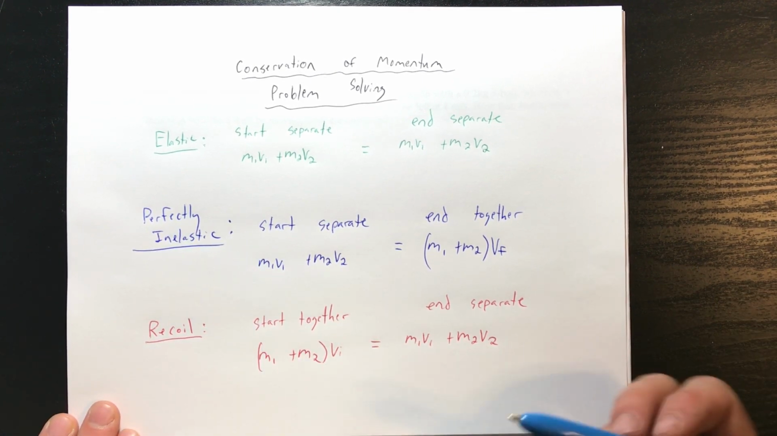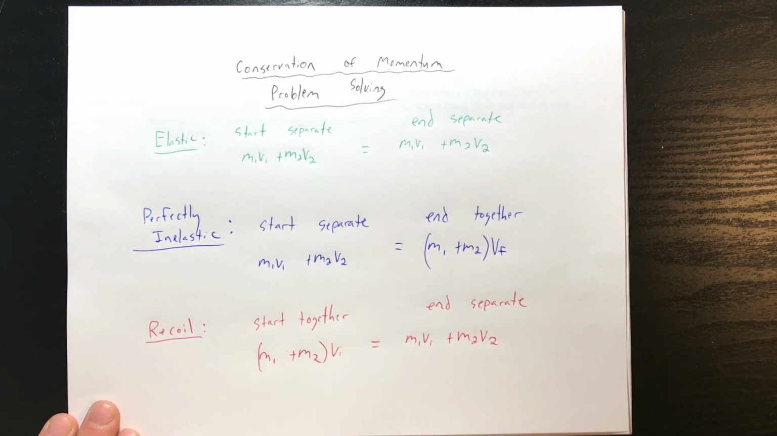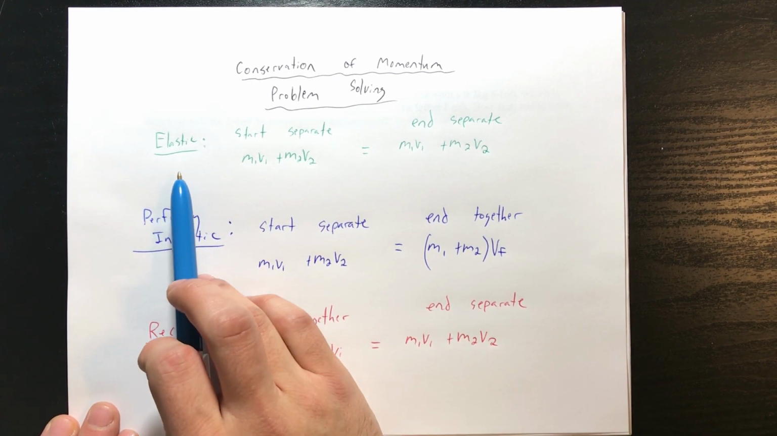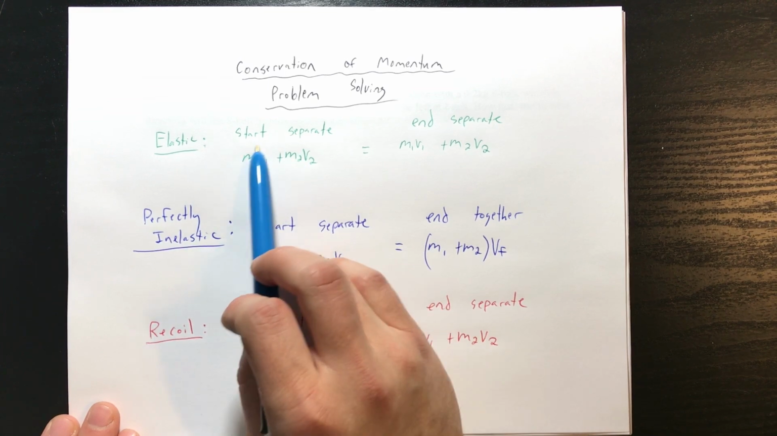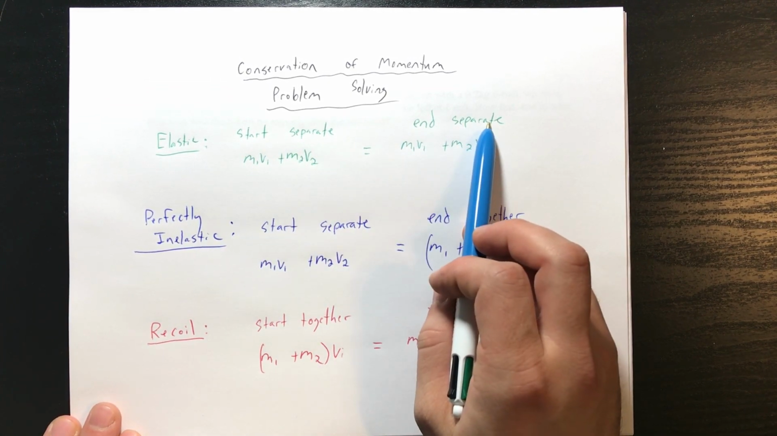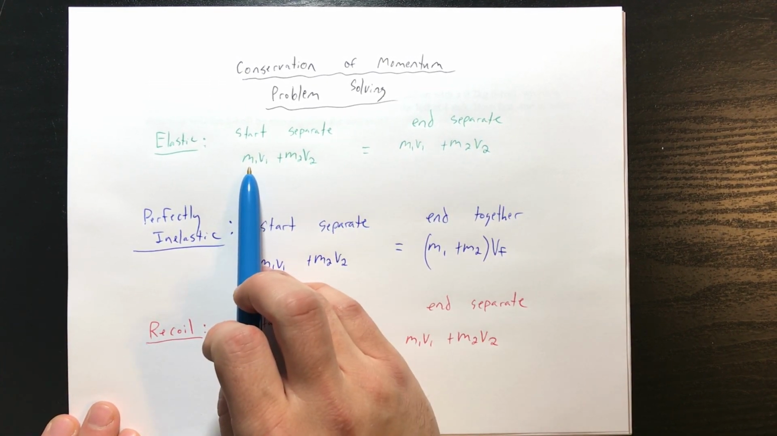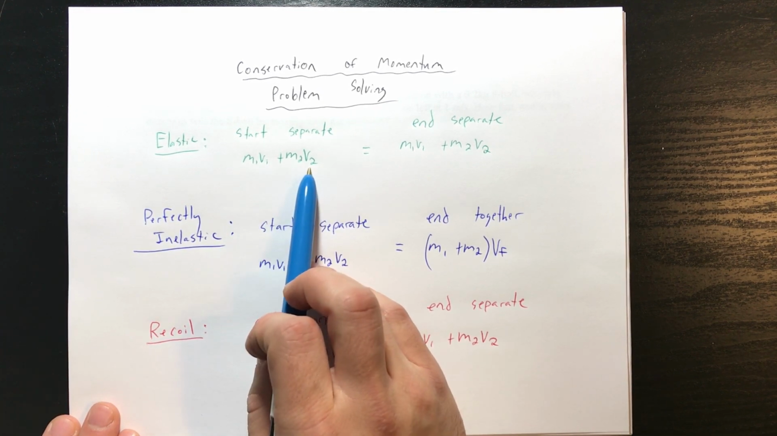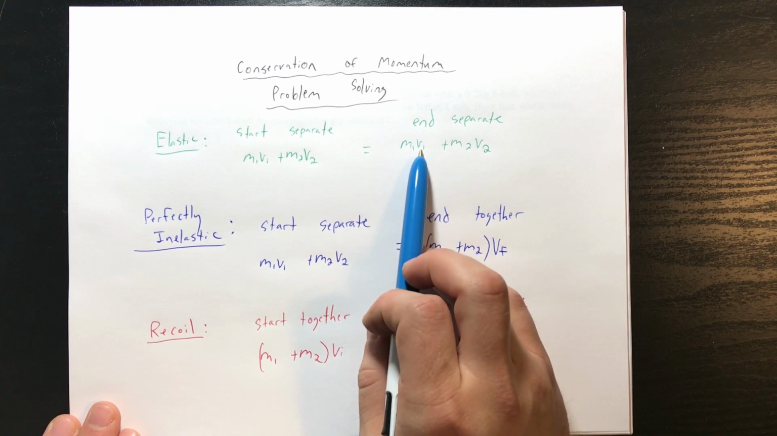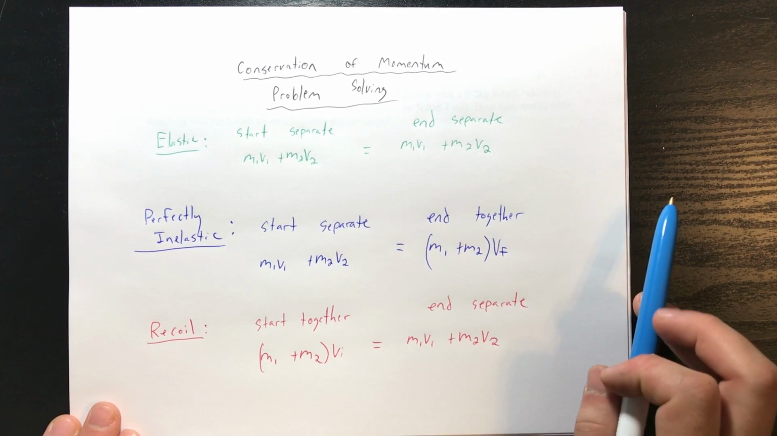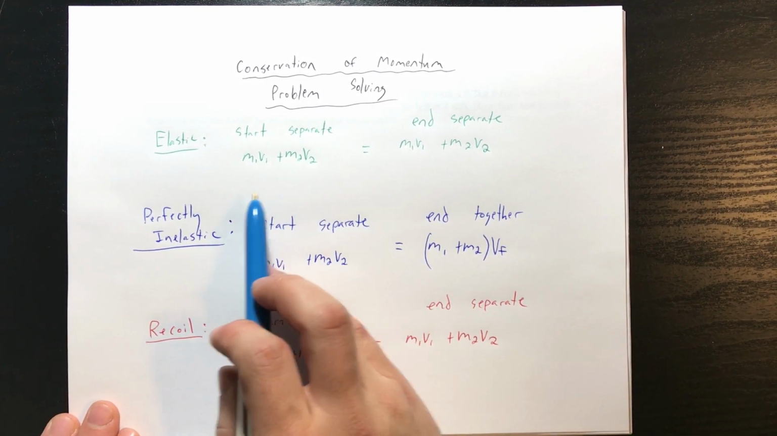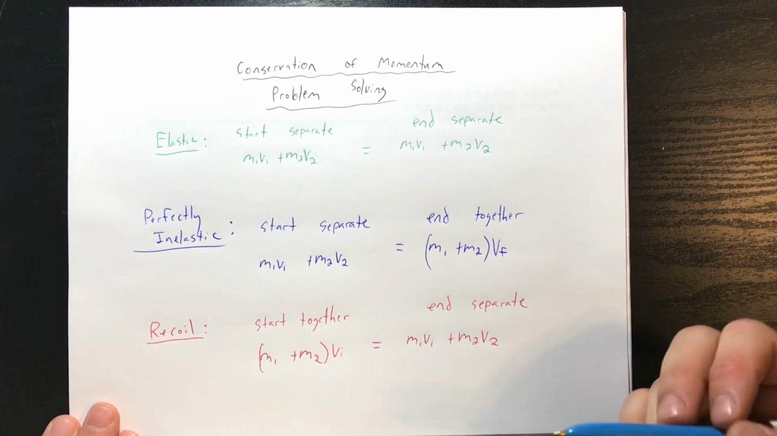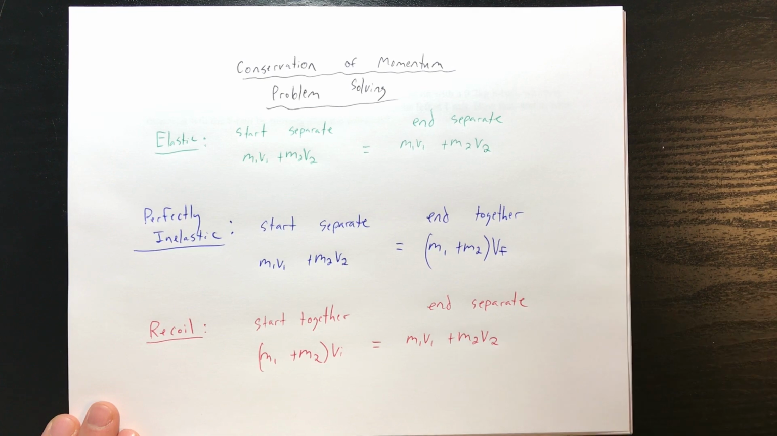Now, first off, just taking a look at some refreshers, we should remember from our previous videos that an elastic collision is a collision in which we start separate and end together. That means the equation is going to have four different velocities, meaning the velocity of each object before they collide and the velocity of each object after they collide. Realize that at all points these objects are separate from one another, meaning that they have their own velocity.